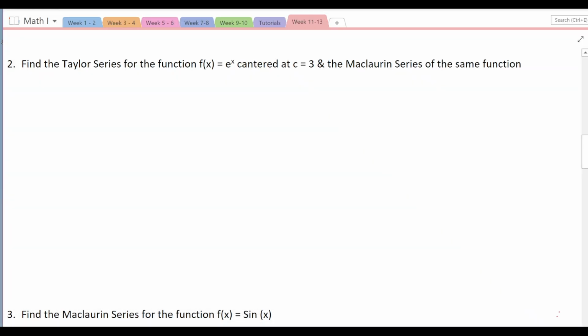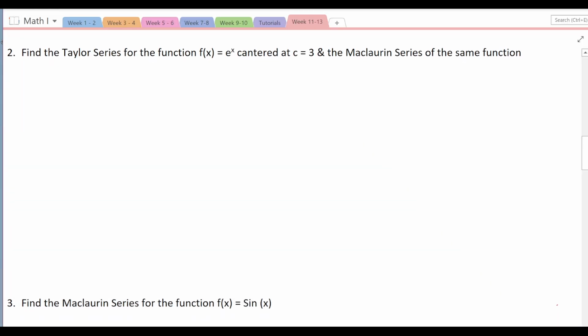Okay, let's do another example. Find the Taylor series for the function f of x equals e to the power of x, centered at c equals 3, meaning 3 is the center of the function. And also the Maclaurin series of the same function, meaning centered at 0, x equals 0 basically. Okay, so the first one is the Taylor series.